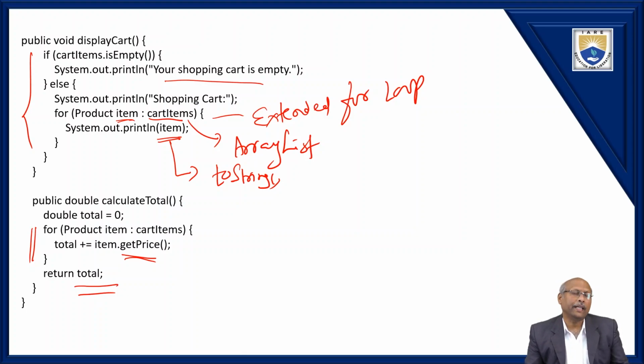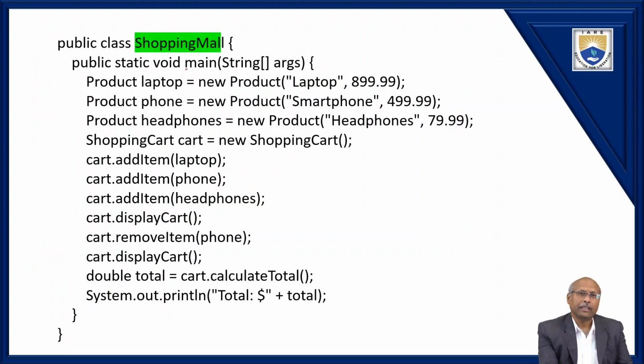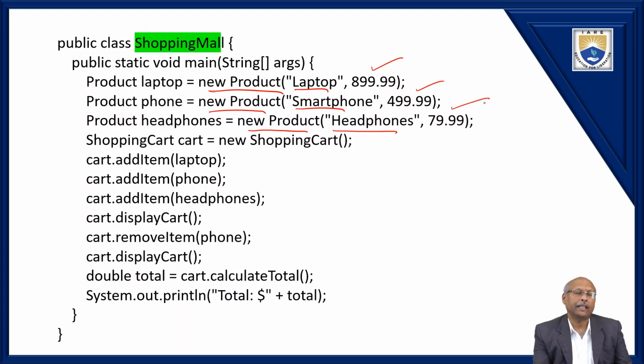Now this shopping cart, I will use in my shopping mall. My shopping mall is the one having multiple products. There are three products: one laptop, one smartphone, one headphone. The laptop cost is 899.99, the smartphone 499.99, and the headphone 79.99. These are the various products available in my mall. And the mall uses what? Shopping cart. In the shopping cart, I will be using my product. Laptop is one product, phone is one product, headphone is a product. Now 3 items are added.